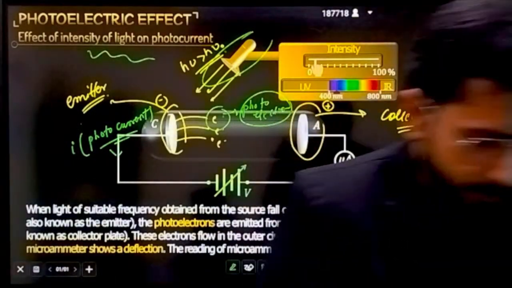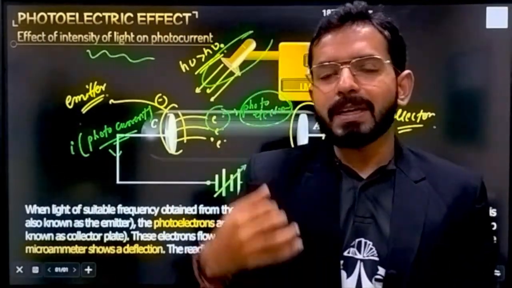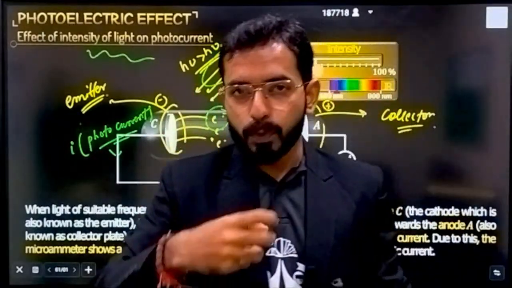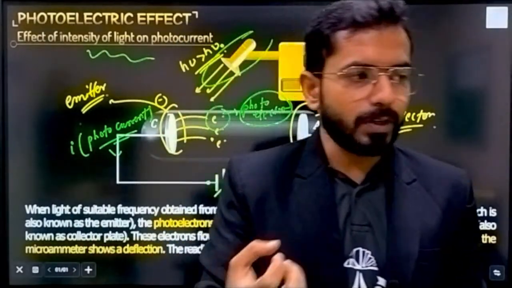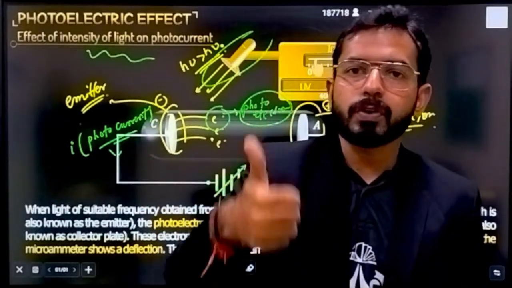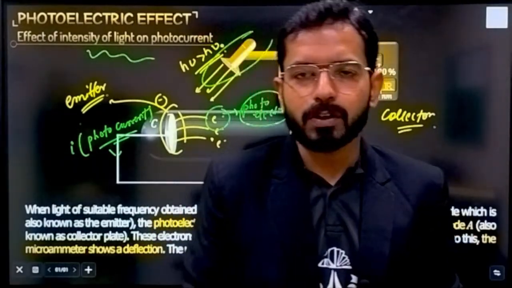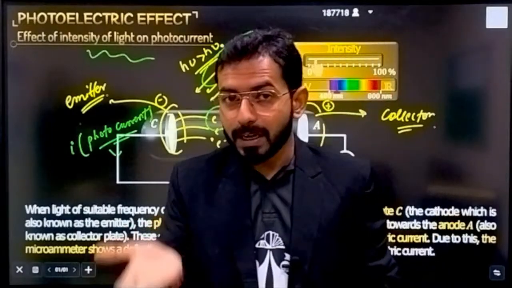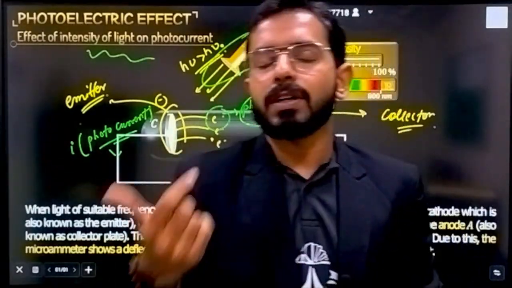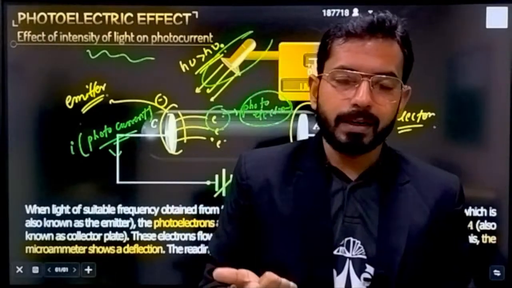Yeah. Okay. So in this way, if I am increasing the intensity, what is happening? More and more electrons will be coming out. If more and more photoelectrons are coming out, that means more electrons will be traveling. That means, can you say my current will be increasing? My current will be increasing. Exactly, that is the effect of increasing the intensity.